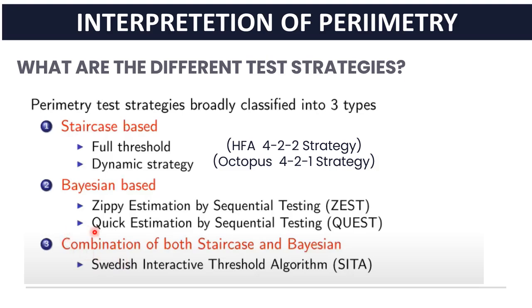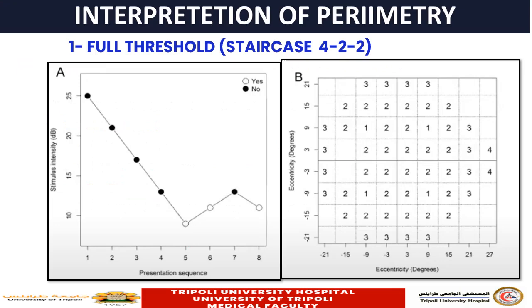Now, this is the new combination of both, giving the Swedish Interactive Threshold Algorithm, that is the SITA. And then SITA is subdivided into SITA Standard, SITA Fast, and SITA Faster. So these are all the types of strategies used in perimetry. In this slide, I will explain in detail how the exact method of full thresholding or staircase strategy is performed.